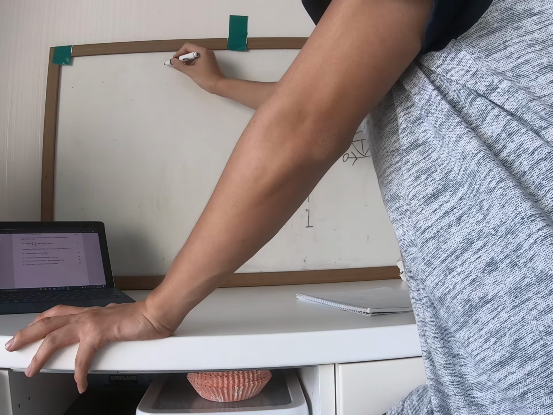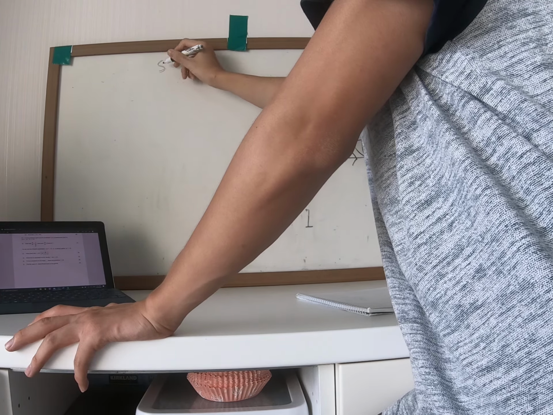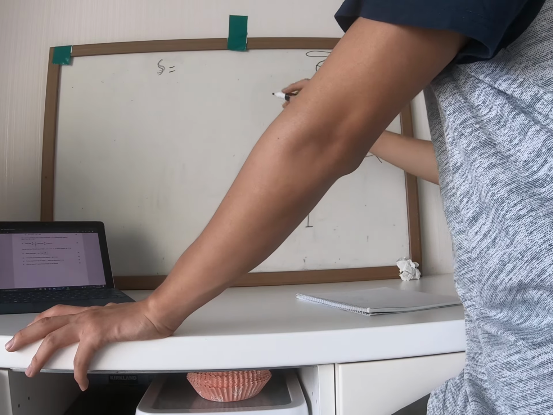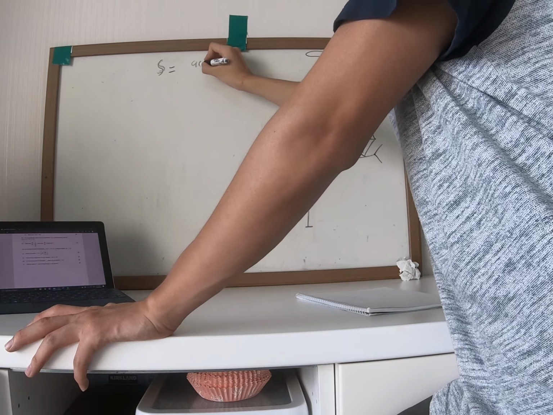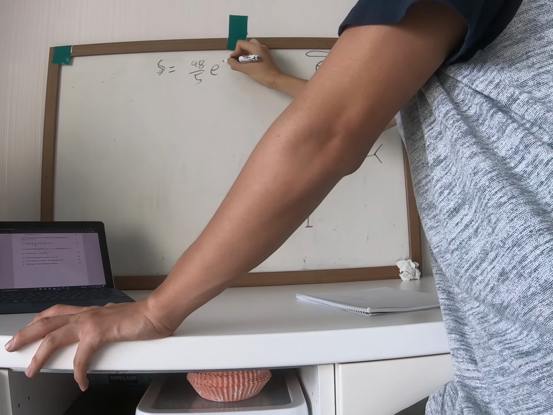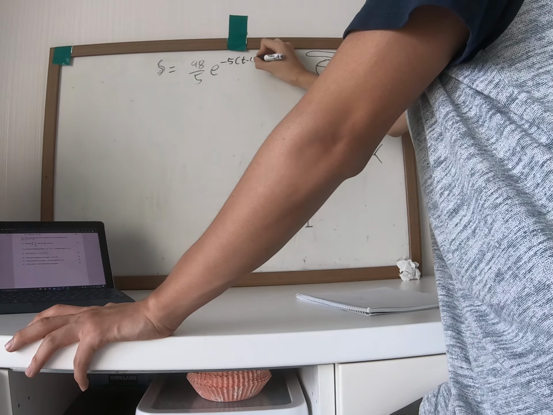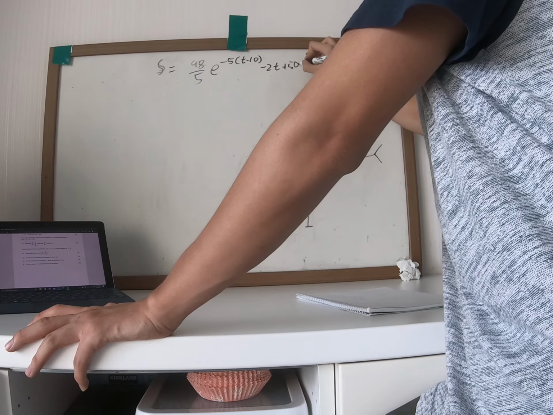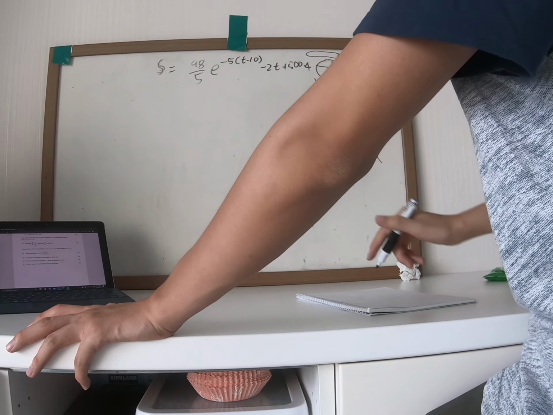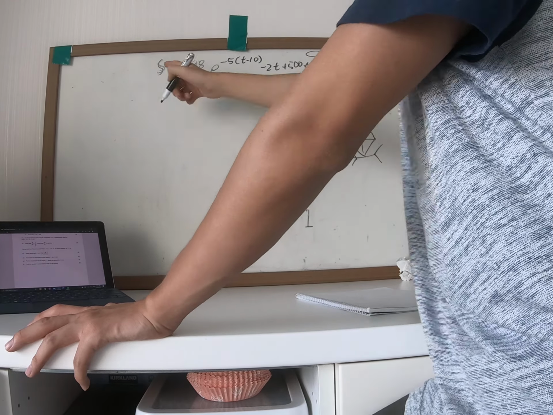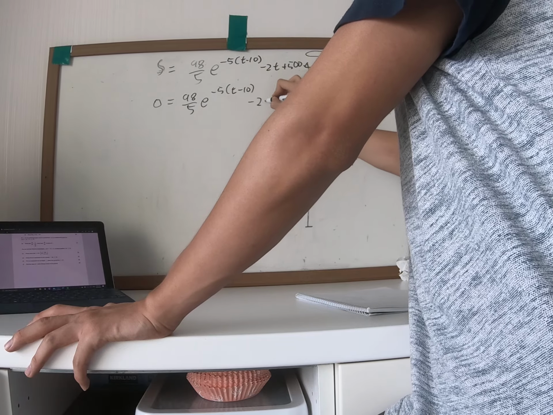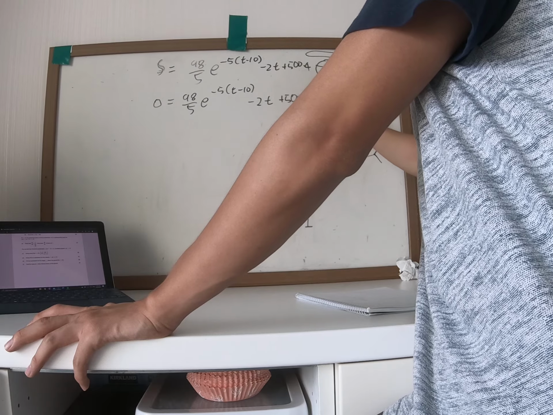So what we need is, okay, first let me write the displacement equation we had. S equals 98 over 5 e to the power of negative 5 t minus 10 minus 2t plus 500.4. Now we need that s equals 0 equals 98 over 5 e^(-5(t-10)) minus 2t plus 500.4.